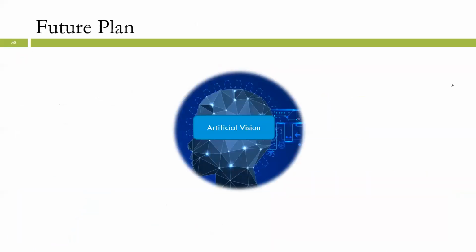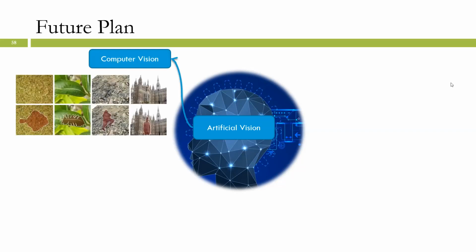algorithms. So for the future plan, I am looking at artificial vision, the merge between artificial intelligence and computer vision. I want to conduct research in computer vision, just like the one I showed you about camouflage object segmentation.